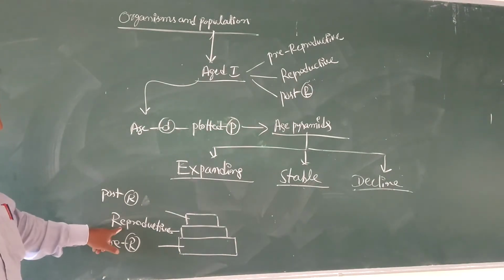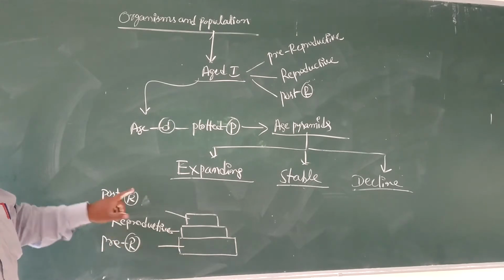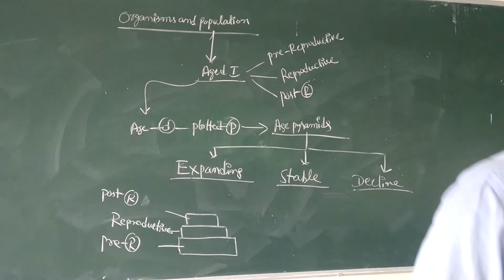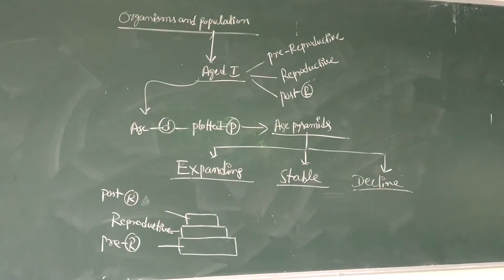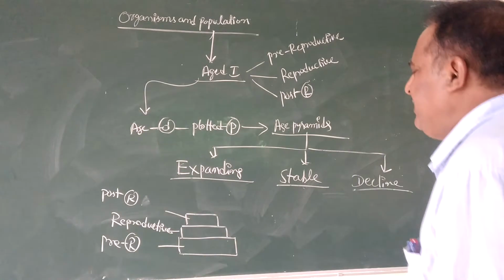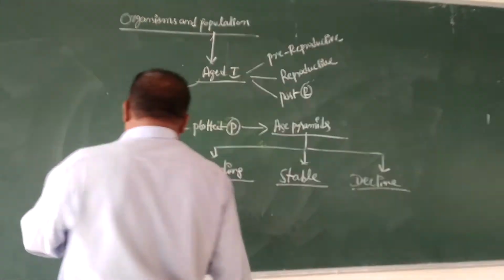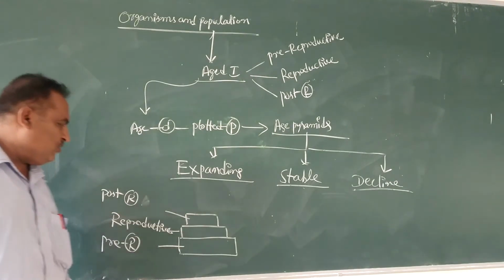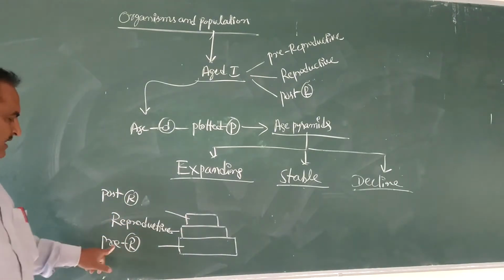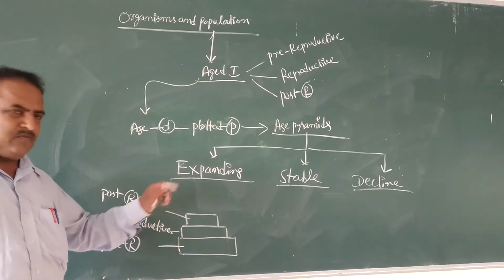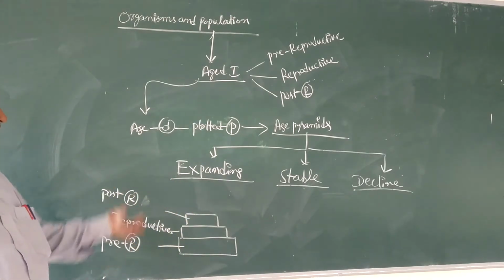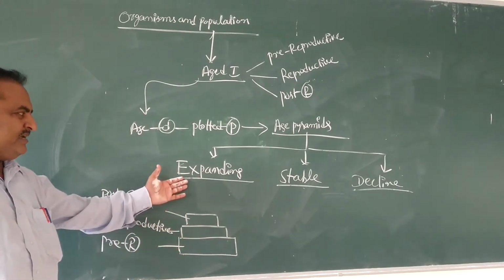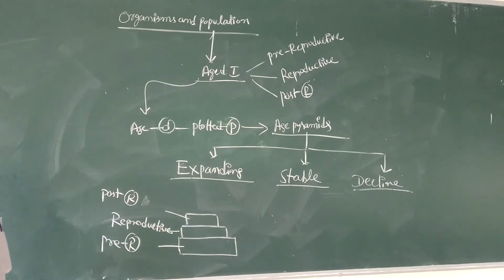Pre-reproductive aged individuals, and post-reproductive aged individuals. Here in this pyramid, the post-reproductive aged individuals are very few when compared to the other kinds of individuals. The pre-reproductive aged individuals are more when compared to other types of individuals in a population. That pyramid is called the expanding pyramid.